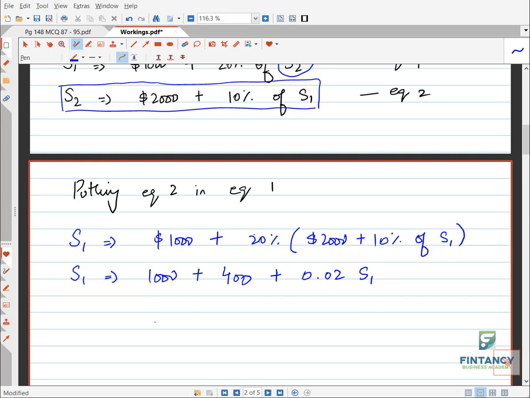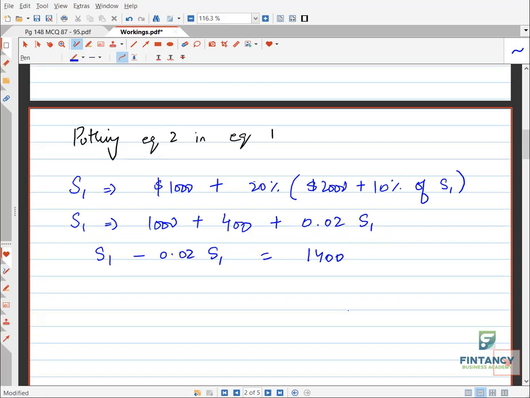Okay, now we will bring S1 on the other side to solve it. So S1 minus 0.02 S1. I hope you know when plus goes to the other side, it becomes minus. And this we can solve as 1400. If nothing is written here, it means 1 S1. So 1 S1 minus 0.02 S1, how much? 0.98. 0.98 S1 is equal to 1400.